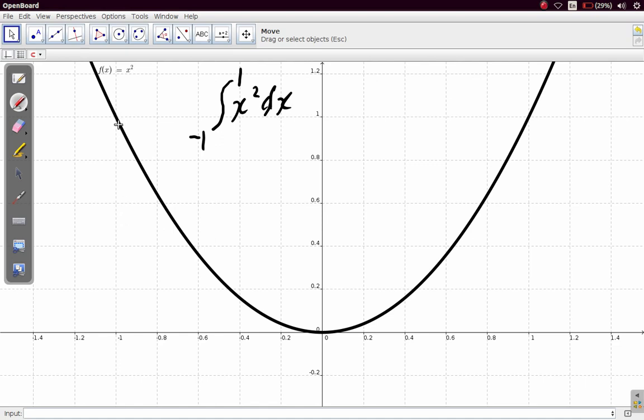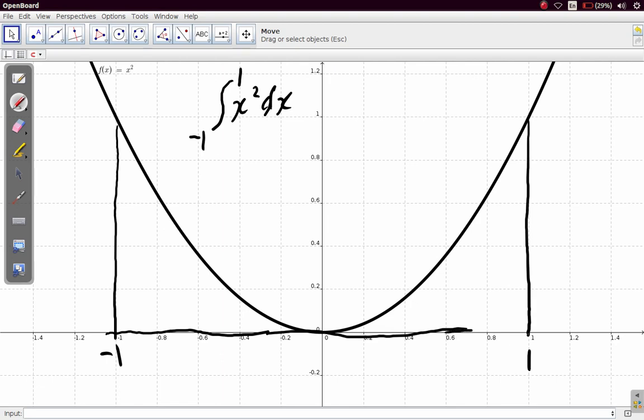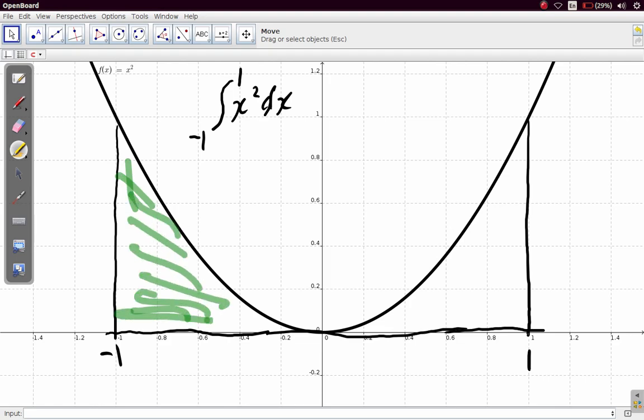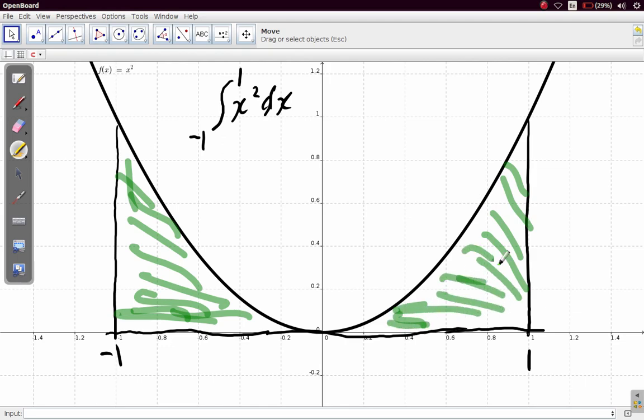This is -1, so the shaded area you're going to find is really bounded by x is -1, x is 1, part of the x-axis here, and the area shaded. Let me shade this over here, and it will be over here as well. This shaded area, that's the area you're going to find.